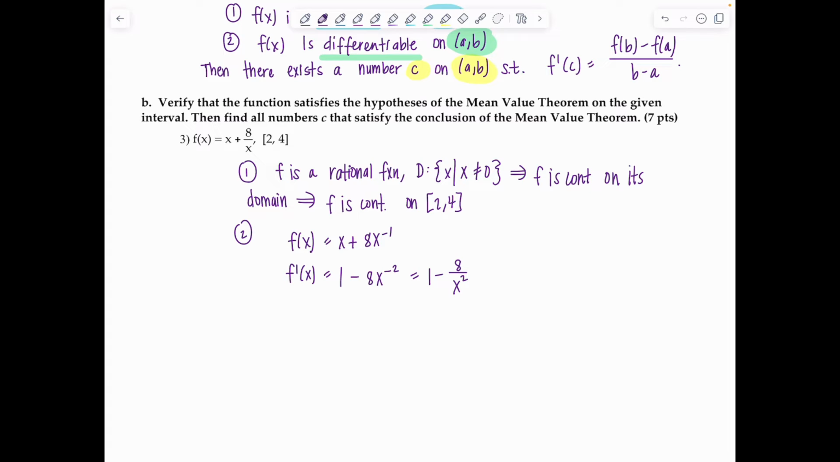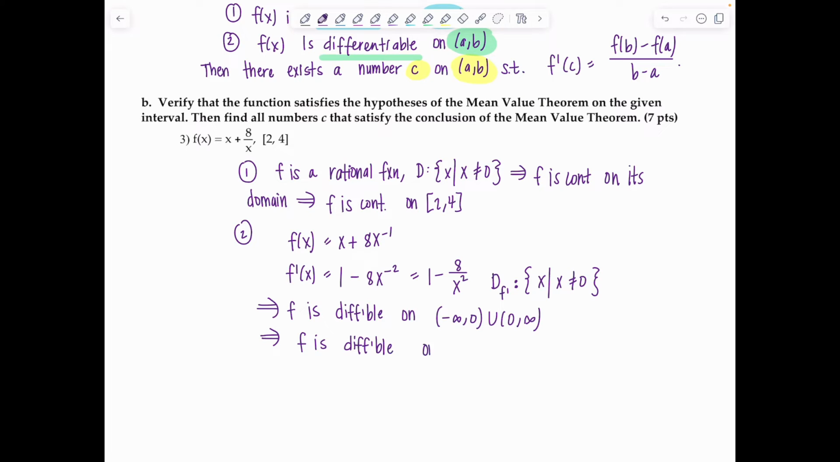When you're checking where a function is differentiable, you check the domain of the derivative. The domain of f prime is the same as the domain of f. It's all x's such that x can't be 0. And therefore, f is differentiable on the intervals negative infinity to 0, union 0 to infinity. So f is going to be differentiable on the open interval from 2 to 4 because it doesn't contain 0, so we're good. That means we can go ahead and use the mean value theorem.